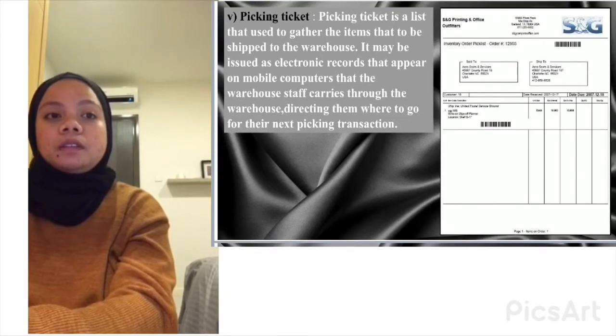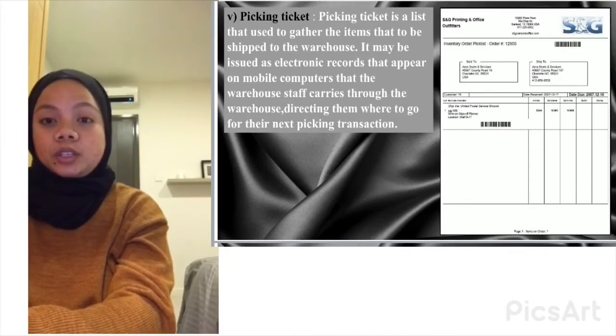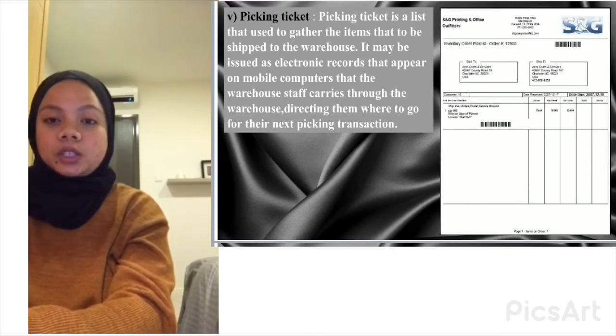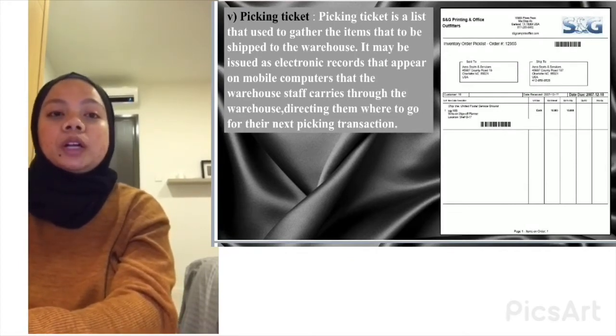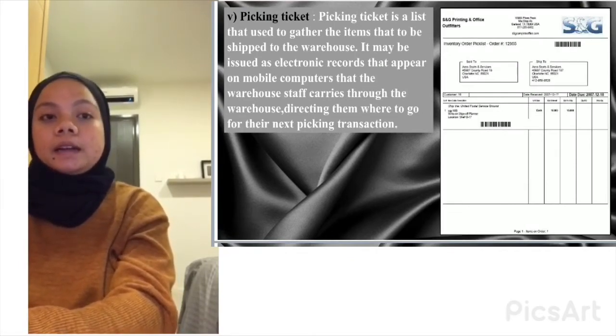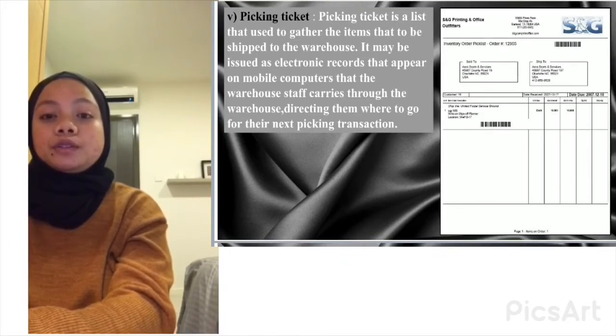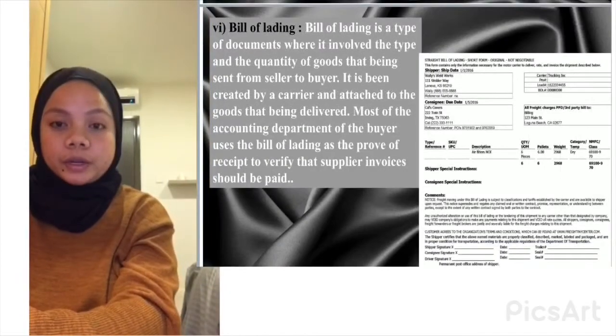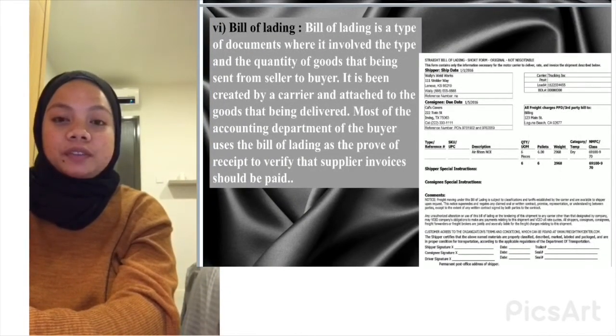This picking ticket may be issued as electronic records that appear on mobile computers that the warehouse staff carries through the warehouse, directing them where to go for their next picking transaction. Okay, so below are the examples of the picking ticket. So when the staff are carrying this picking ticket, they can easily make a stock count, and the stock count may be counted accurately.